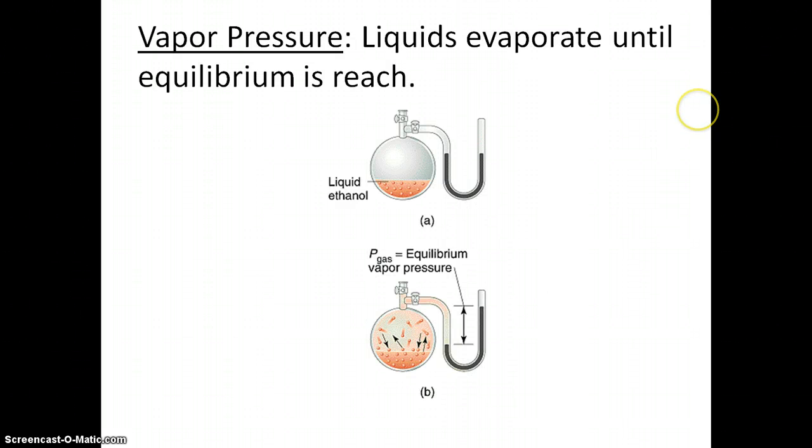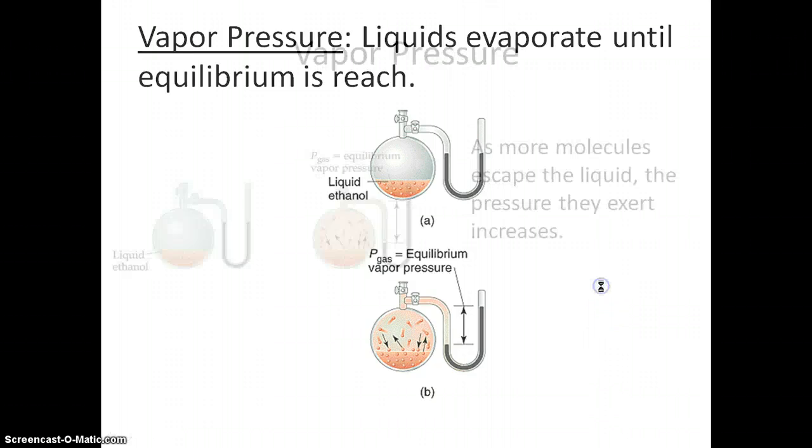Now we're going to talk about gases specifically formed from liquids. So every liquid evaporates until what we call an equilibrium is reached. So if I have a vacuum where I have no gas above this liquid ethanol, it will evaporate until it fills this space. The amount of pressure it exerts on this other liquid that's in this U-tube is what we call the vapor pressure for that liquid.